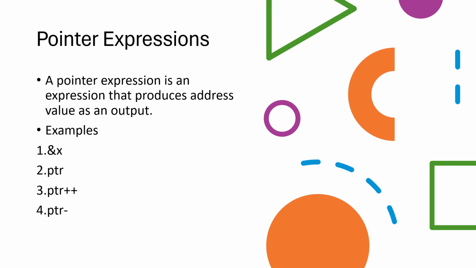Pointer expression. What is a pointer expression? A pointer expression is an expression that produces an address value as an output. So normally what is a pointer? It always holds the address of the values. If you are declaring a pointer, it always calculates the address of the variable. Here are some examples of the pointer expression. Ampersand x, pointer, pointer plus plus, pointer minus. This is pointer increment and pointer decrement.